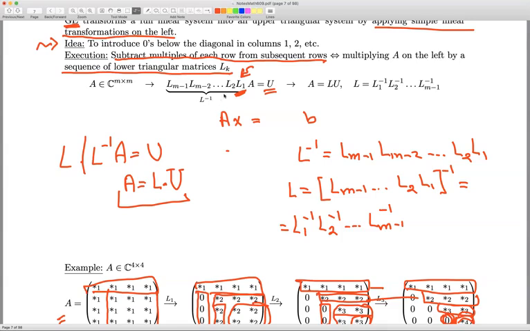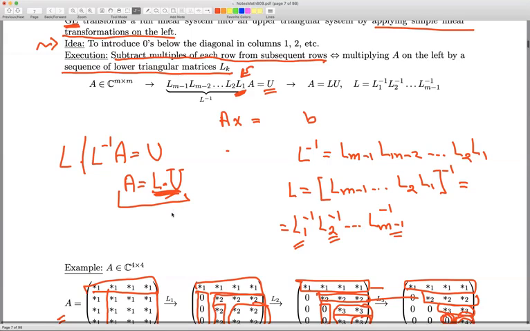And we have to see that they are such that when we look at their inverses and when we multiply them, we end up with a matrix that is a lower triangular matrix. And then we will have that the matrix A can be represented as a product of a lower triangular matrix that has ones on the main diagonal and an upper triangular matrix.